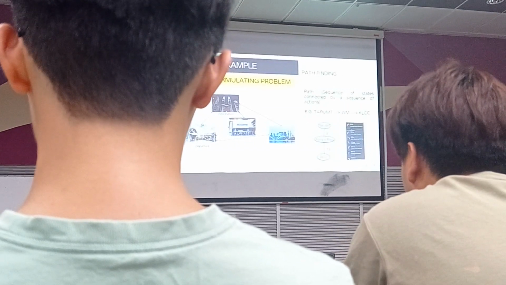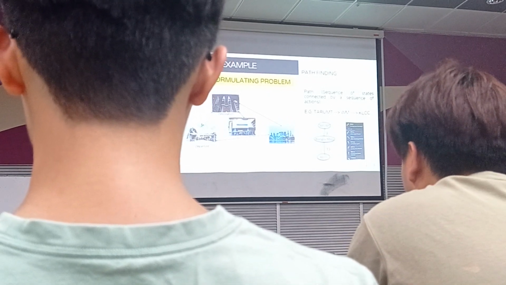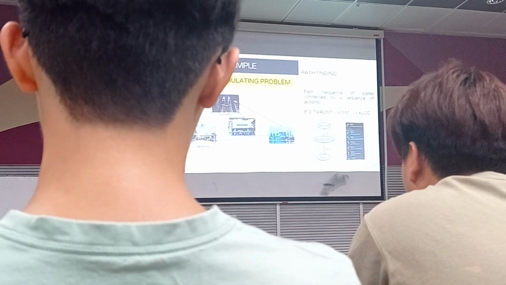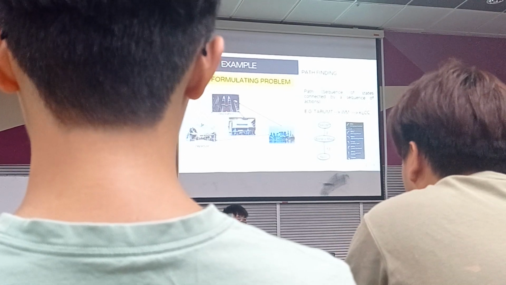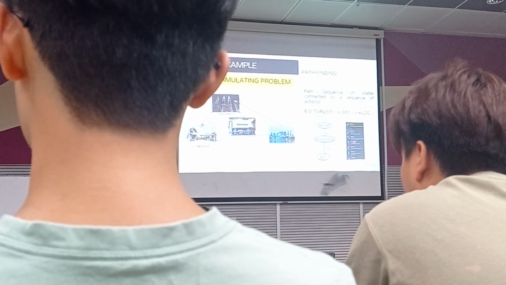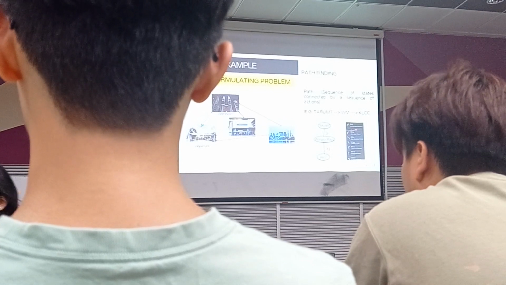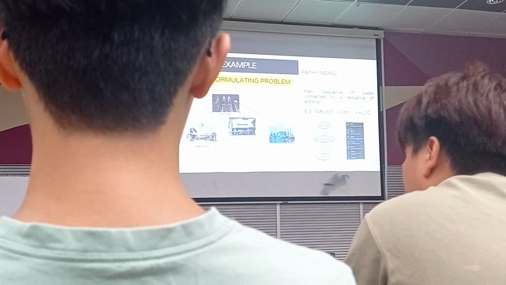The next one will be the path. It shows the sequence of states connected by the sequence of actions. It's basically how you display the sequence of actions from one state to another state. You're going to see how you can move from your initial state to the goal state by showing the sequence of actions.